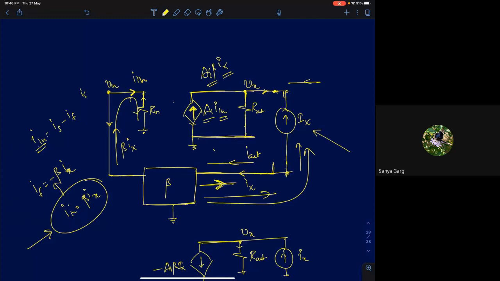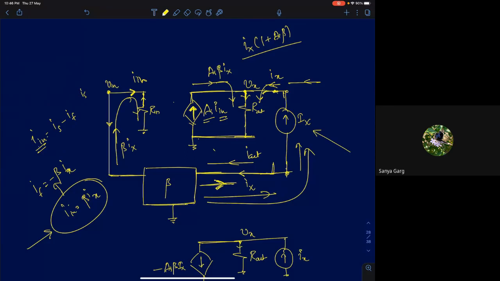Now look at this. I'm injecting a current Ix in this direction. Because of the presence of negative feedback, a current of much larger value, given by AI times beta times Ix, is flowing here. So what is the total current flowing through R out now? The sum of the two currents. Right? What is the total current? Can I say it is Ix into 1 plus AI beta? The sum of the two currents is the current which is flowing through R out.